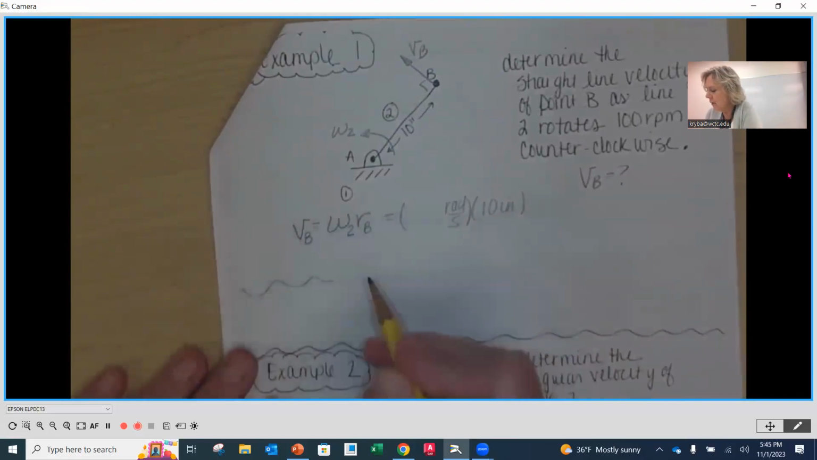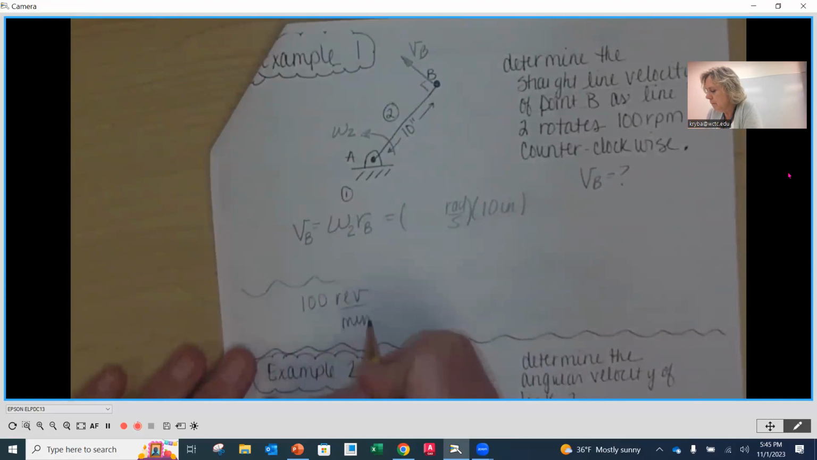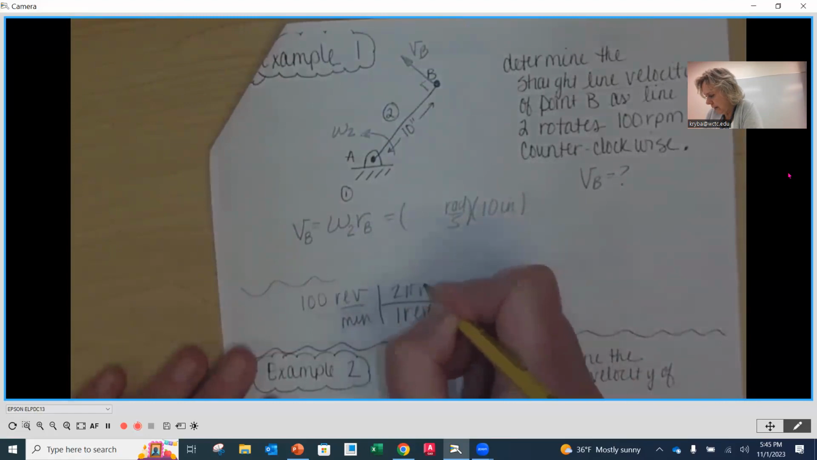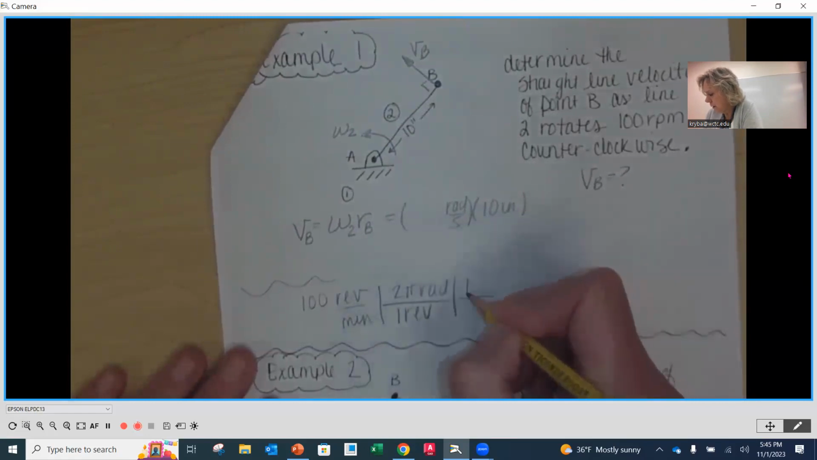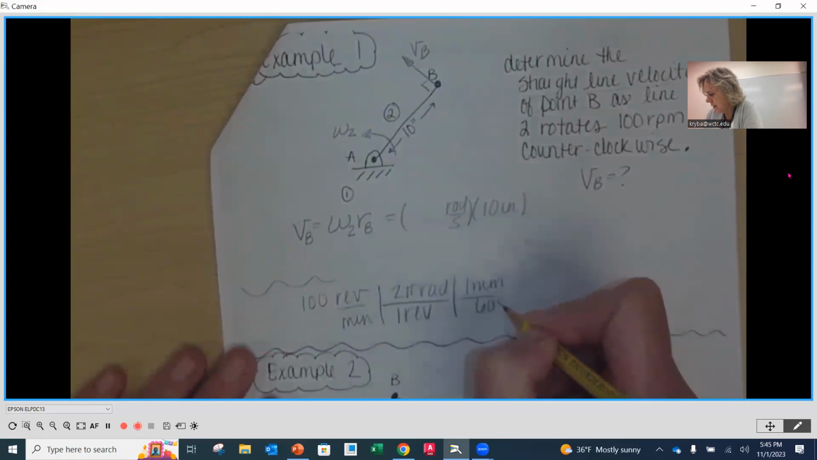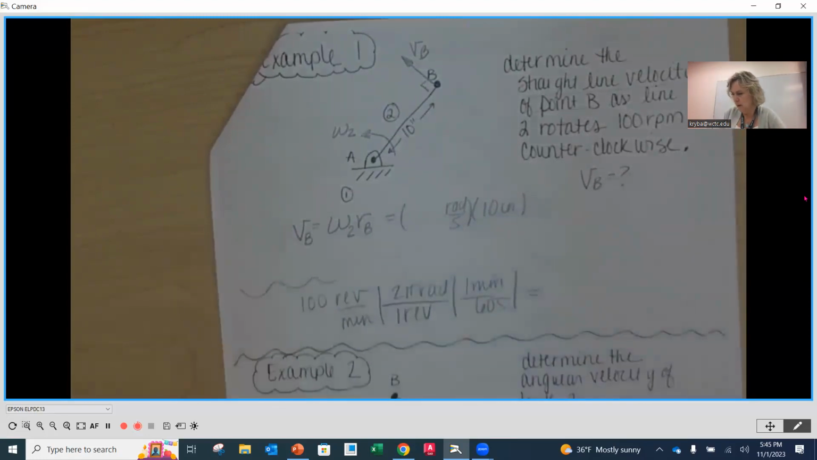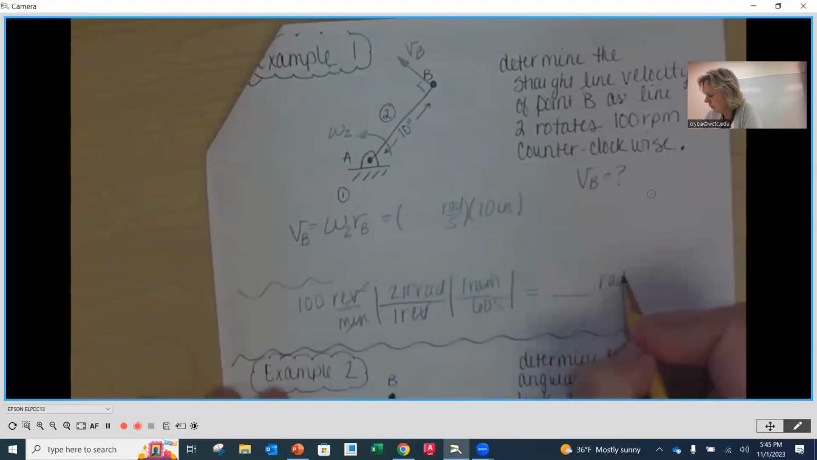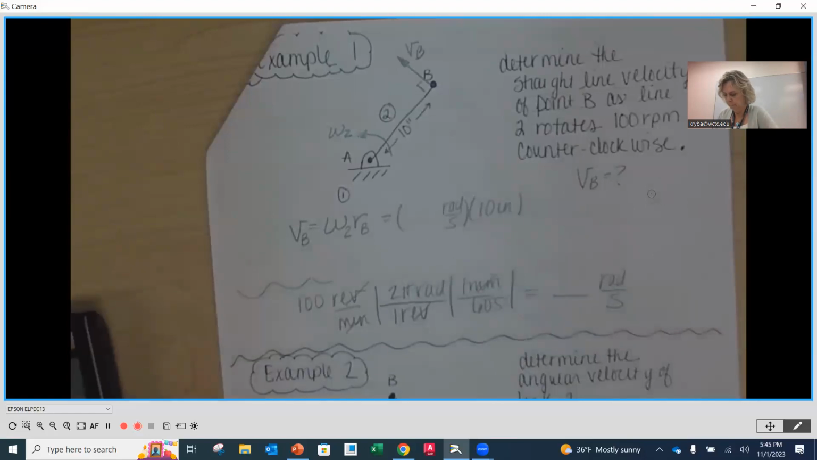So we want to go ahead and do that conversion. We're going to take 100 revolutions per minute. Then we're going to say 1 revolution is 2 pi radians, and 1 minute is 60 seconds. Things cancel out, and we should get radians per second. As often as I've done this, you would think I would have an idea, and I still write them out because I'm a visual person.